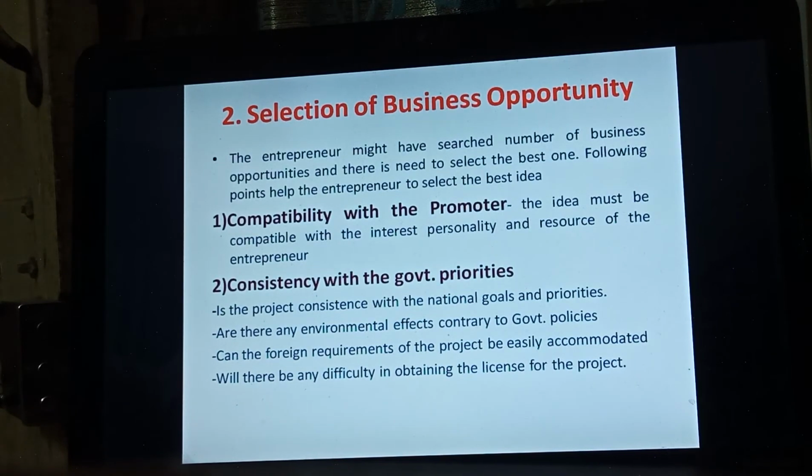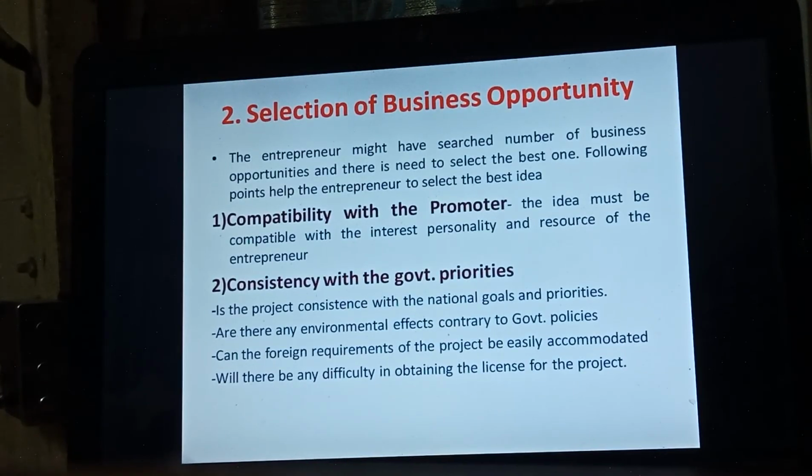The following points help the entrepreneur to select the best ideas. So till now we have got many ideas. So how to choose the best idea, that we will decide now. Number one is compatibility with the promoter. So how is it decided? The idea must be compatible with the interest, personality and resources of the entrepreneur. So many times an entrepreneur is interested, suppose, in the IT industry or telecom industry.